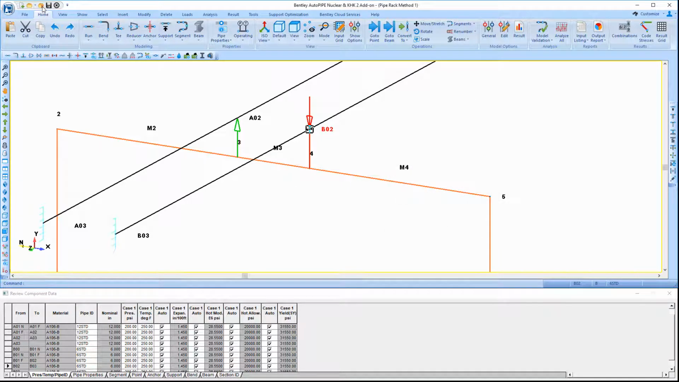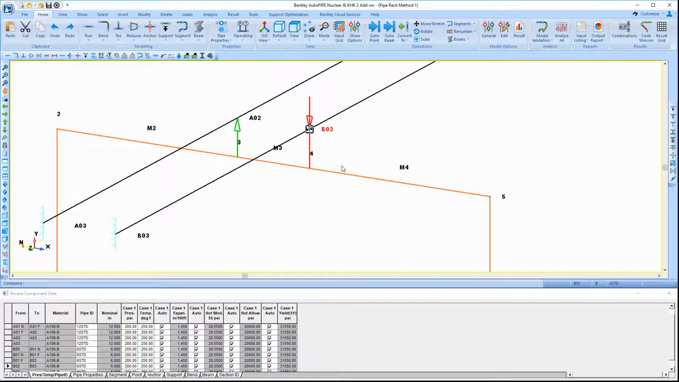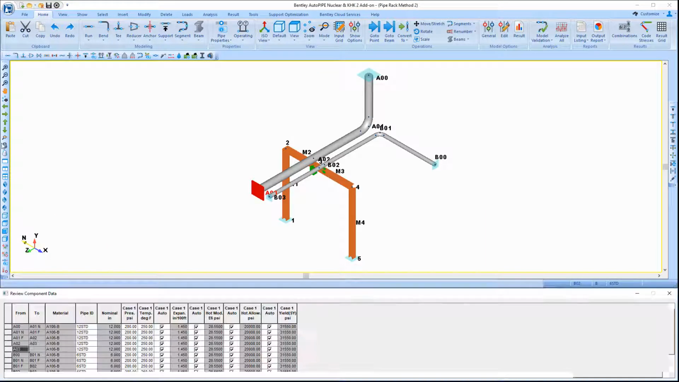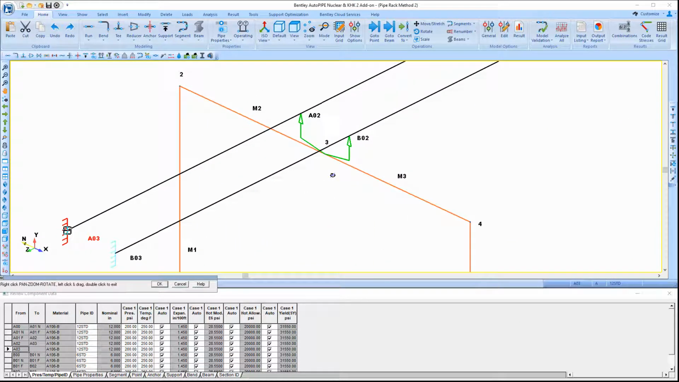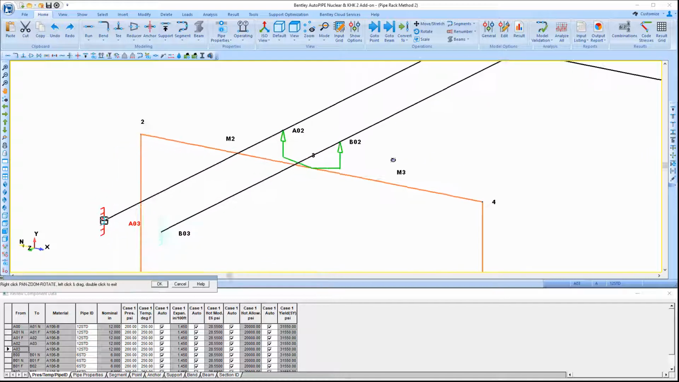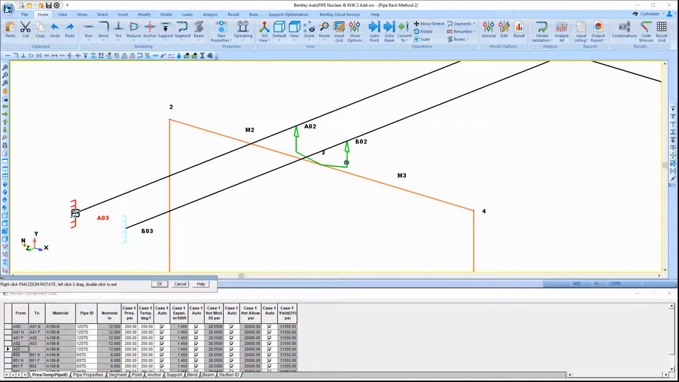Now if we take a look at a different modeling approach, we can see that you can do it in a different fashion by simplifying the method, attaching it to a single node on the frame instead of having a node underneath each of the pipe supports. It kind of gets you to the same place, but it's not as accurate as the first method.